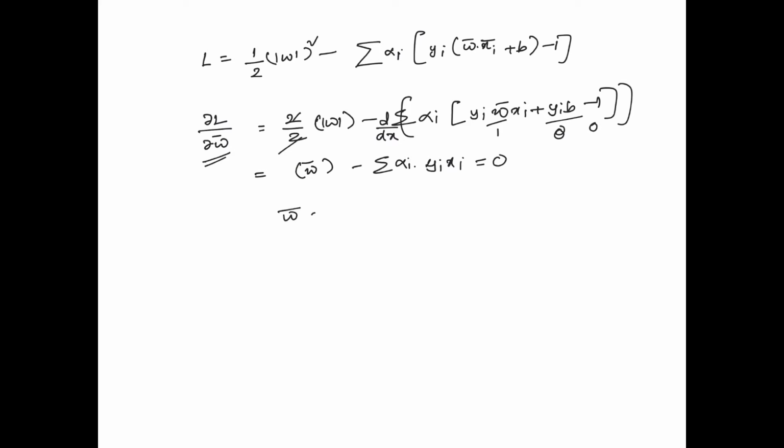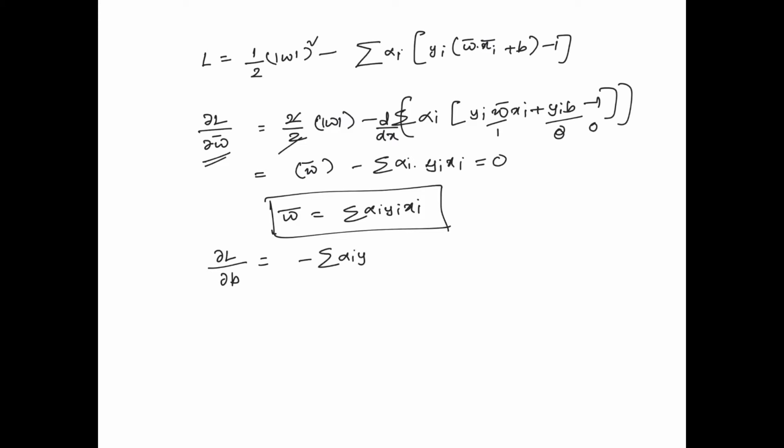So what we would get, final answer, w bar equals the sum of alpha i, yi, xi. This is the final answer which we're going to get. But in this case, we're also going to do a partial derivative with respect to b. So what would we get? We would get minus alpha y, which is equal to 0. That implies the sum of alpha i yi is equal to 0. So that's the final answer. That's how we do it, guys. That's how we actually solve this issue.